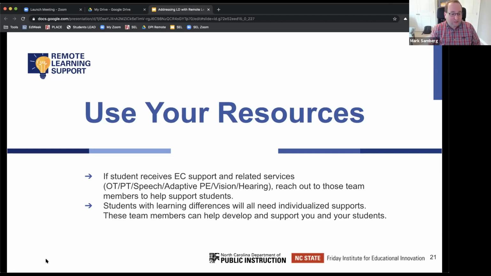And then students with learning differences all need individualized supports, right? So we still have the individualized supports that we provide students when they were in our classrooms. We still need to provide something that looks like that for those students when they're at home. So how we do that is a team effort, and how we continue to leverage our team to continue to support students while we're at home is critical.